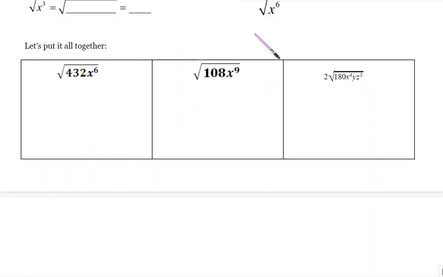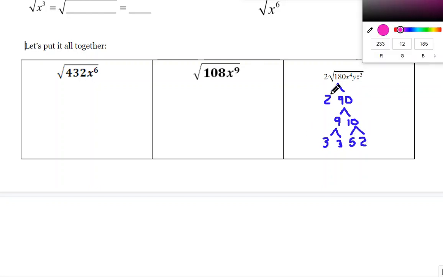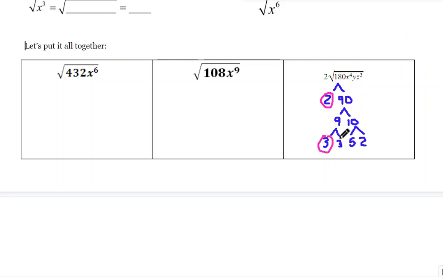All right, so let's put it all together. Let's do one of these together. Let's do the one on the right because that's a crazy hard one. 180, I have to break down 180. What can I break 180 down into? Well, I could do 2 times 90. 2 I can't break down anymore, but 90 I can. 90 I can do 9 and 10. 9 I can break down into 3 and 3. 10 I can break down into 5 and 2. So now I have all of my prime numbers: a 2, a 3, a 3, a 5, and another 2.